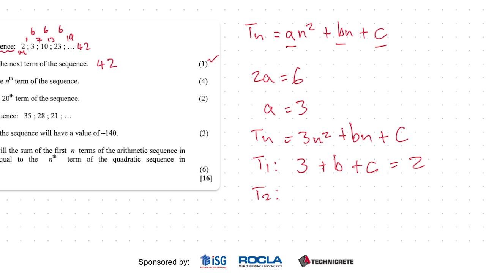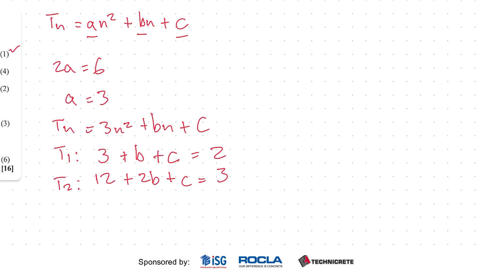And then we can set up a second one for T2. So now n equals 2, so this is 12 plus 2B plus C equals 3. Now we have two equations. We can actually do some work on these equations. So from here B plus C just equals -1, and from here we can say 2B plus C equals -9, and we have these two equations.